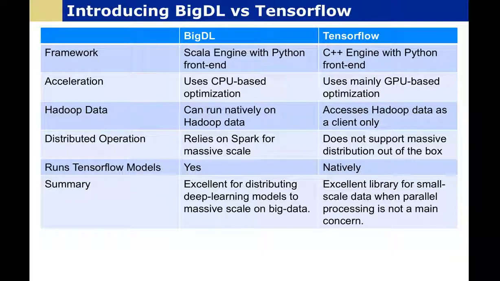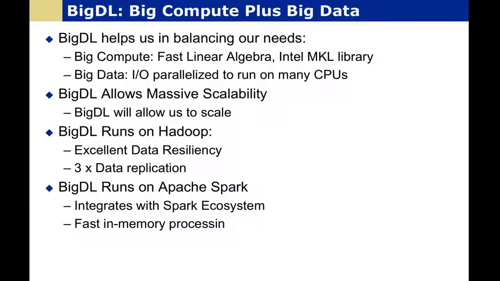In distributed operations, BigDL is going to rely on Spark for massive scale, while TensorFlow out of the box does not support massive distribution. Both BigDL and TensorFlow allow us to run TensorFlow models. And so, in summary, we can say that while TensorFlow is an excellent library for small-scale data, when parallel processing is not a main concern, BigDL is excellent for distributing deep learning models to massive scale on big data.